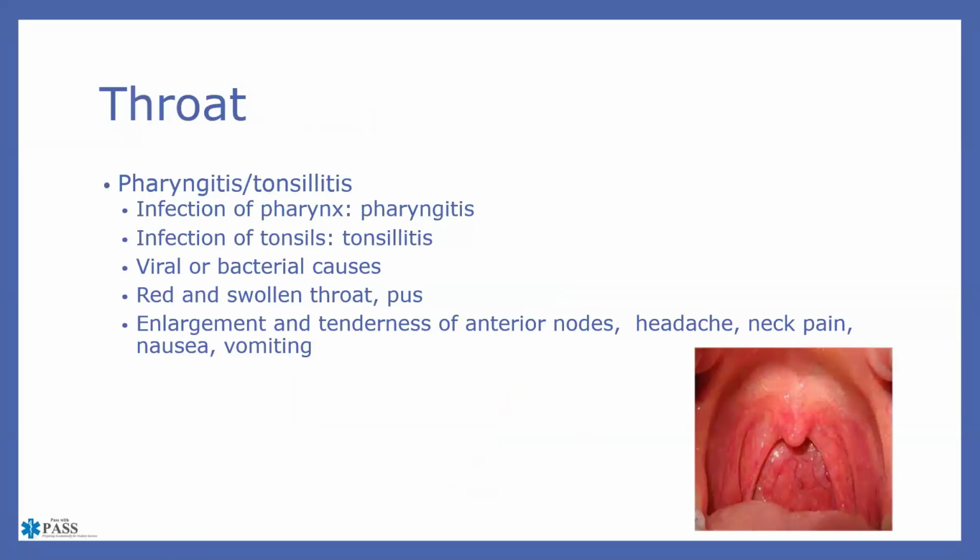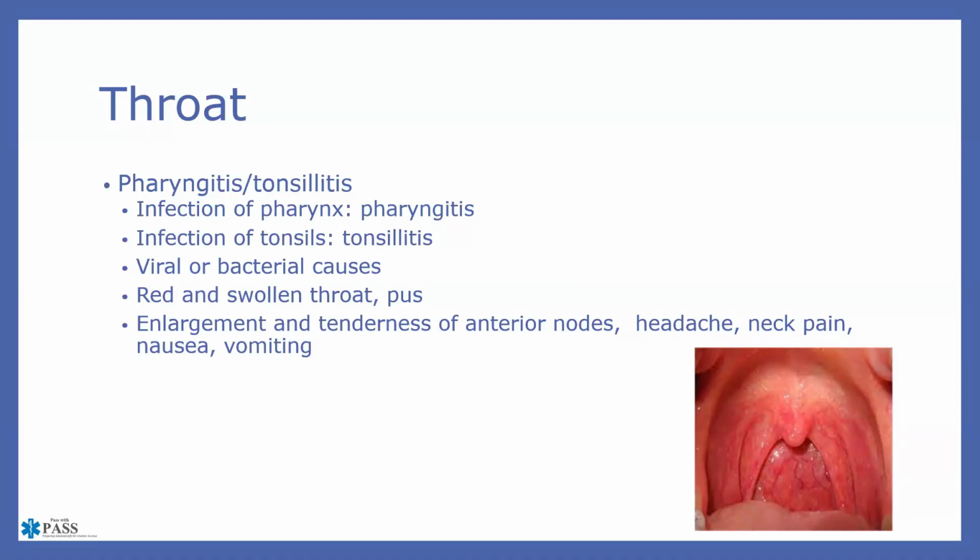With pharyngitis and tonsillitis, I think anybody that would look into the back of the throat, they could see this. They can see that it is reddened. It is inflamed. So that is an example of pharyngitis. An infection of the pharynx, infection of the tonsils themselves is tonsillitis. It can be either a bacterial or a viral cause. They'll have a red and swollen throat. An enlargement and tenderness of the anterior nodes.